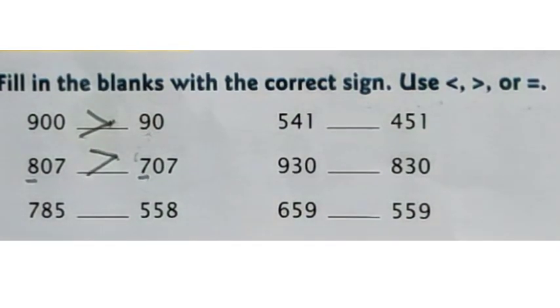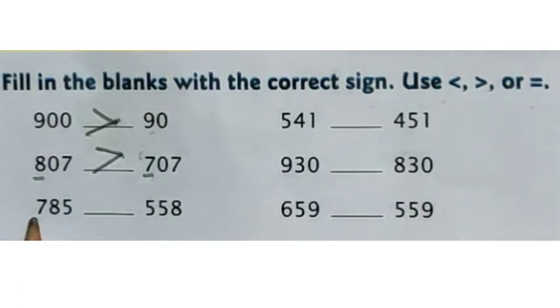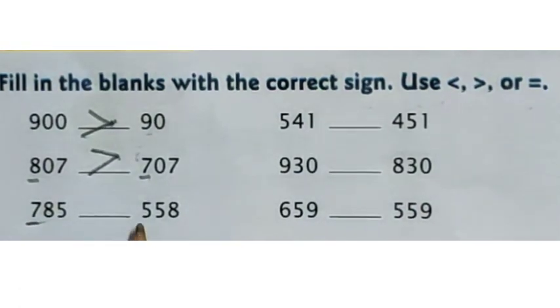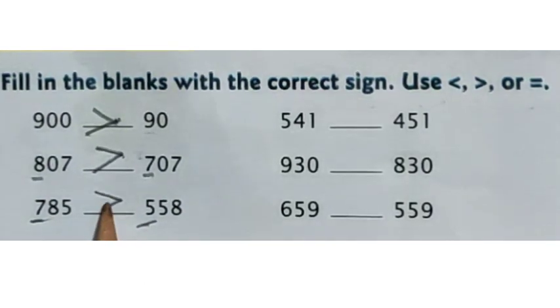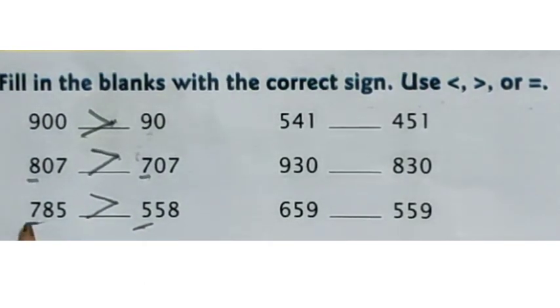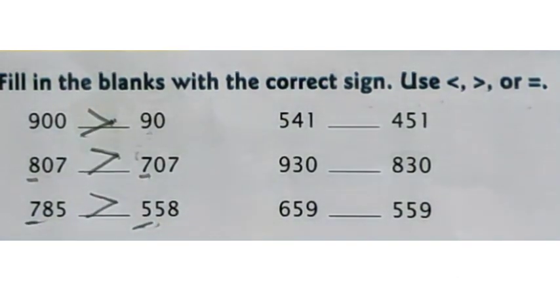Now let's move on to the third question. 785 and 558. Both are 3-digit numbers. We have to compare the hundreds place first. Here in the hundreds place we have 7 and here it is 5. Which number is smaller here? Is it 7 or 5? It is 5. So write down the greater than sign. 785 is greater than 558.